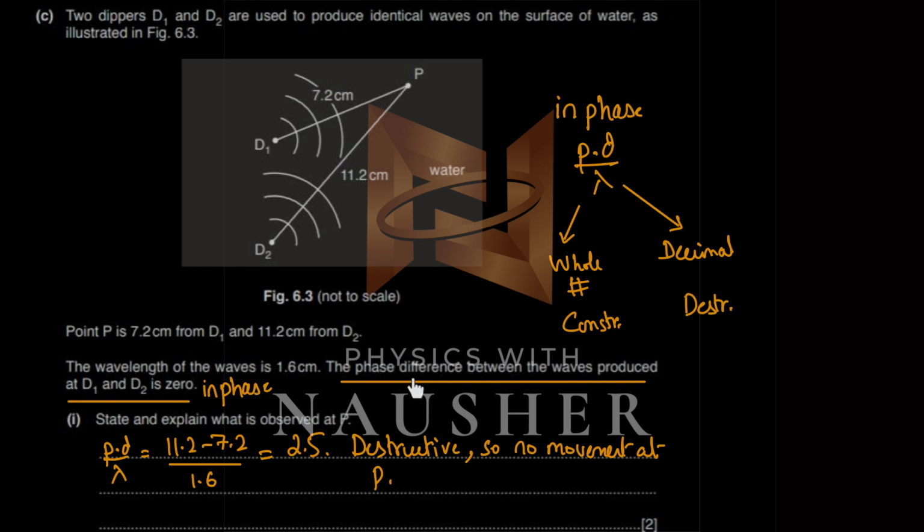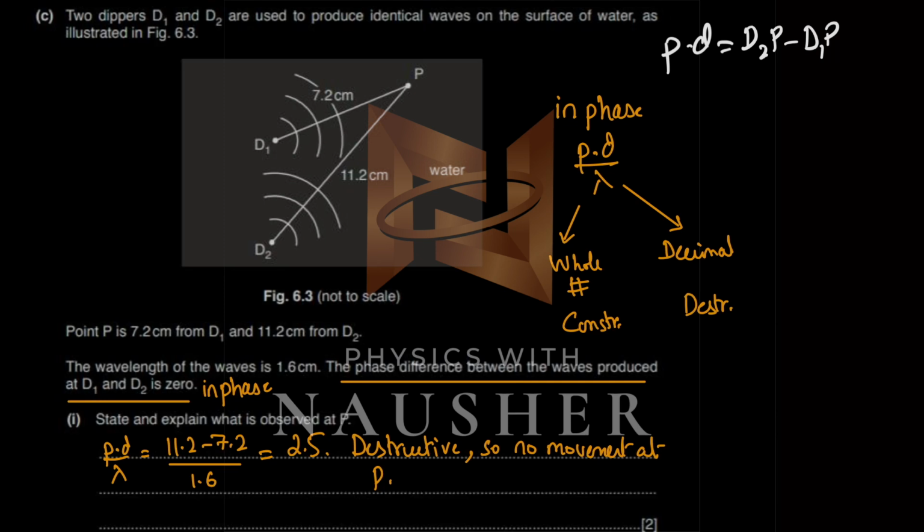They can also mention that the phase difference between the waves produced at D1 and D2 is 180. That means they are not in phase, they're 180 degrees out of phase. For that, there's a separate test. But right now, they're in phase. So if they're in phase, the test is you find out what is the path difference to lambda ratio. Path difference is D2P minus D1P. Path difference is the difference in the distances traveled from the 2 sources to the point. So always the bigger distance minus the smaller distance.